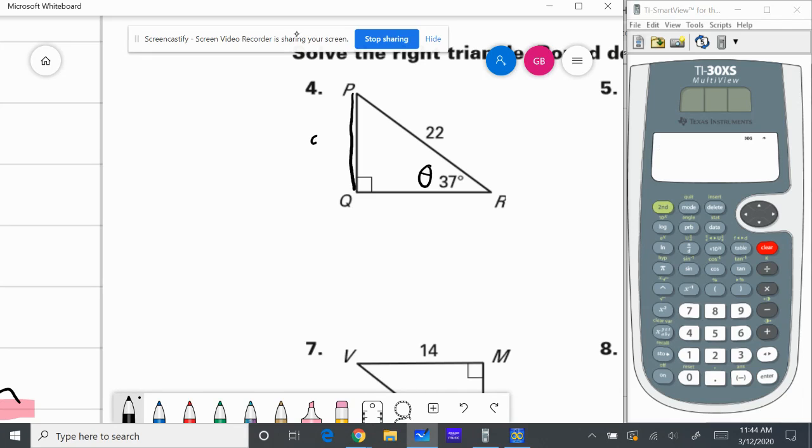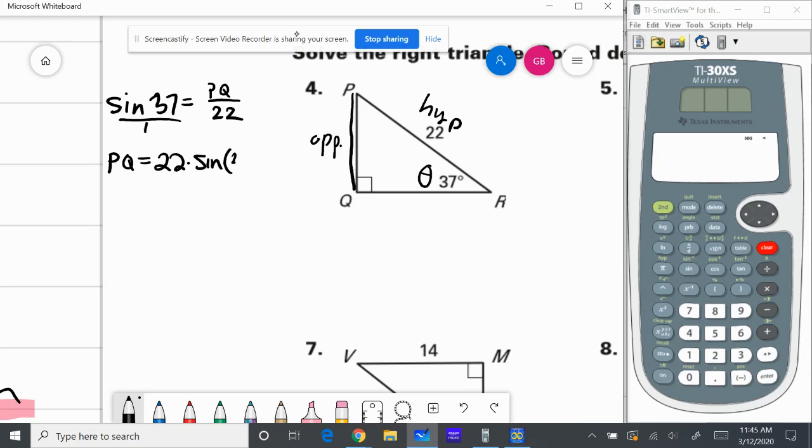PQ is opposite to the 37-degree angle. So therefore, and the 22, that's the hypotenuse. And the trig ratio that uses opposite and hypotenuse is, I'm sorry, not cosine, sine. So the sine of 37 is equal to PQ over 22. To solve, we're going to cross multiply. So PQ is equal to 22 times the sine of 37.